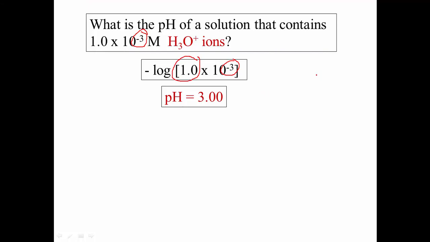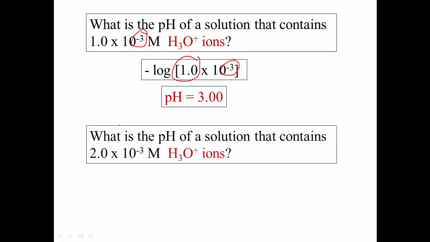So 1 times 10 to the negative 4 would have a pH of 4. 1 times 10 to the negative 5 would have a pH of 5. But what if we're not 1? What if we're 2 times 10 to the negative 3?